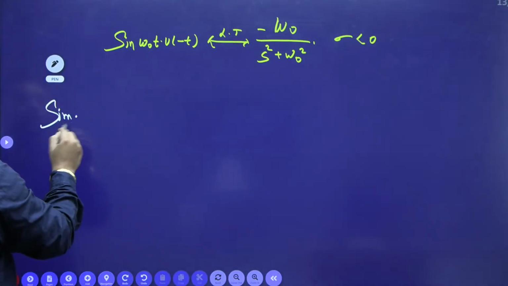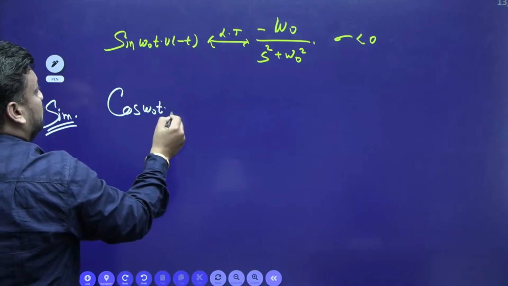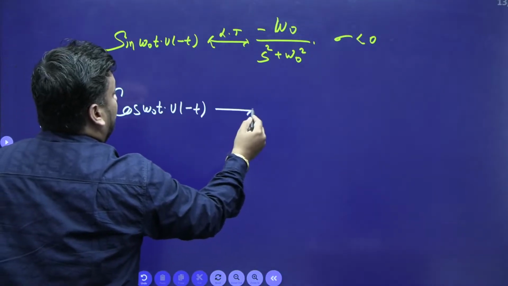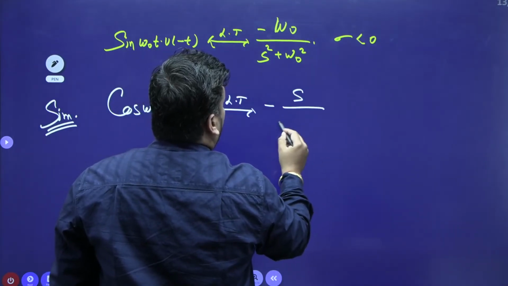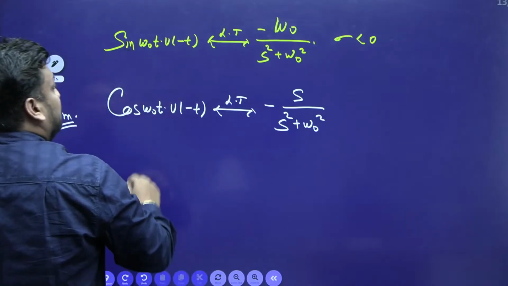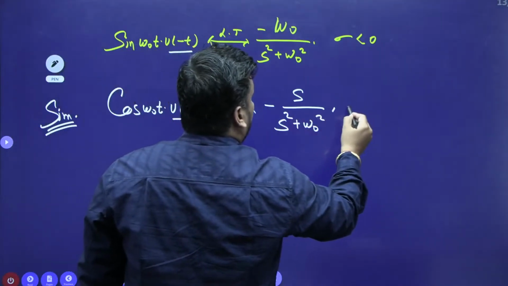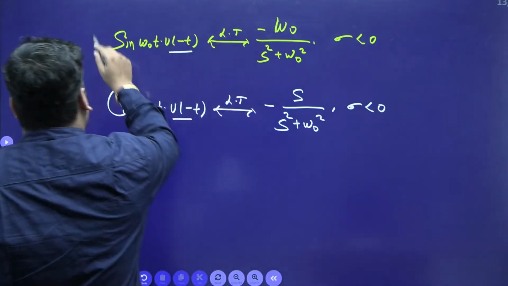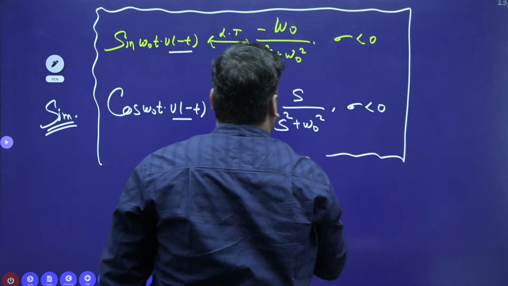Similarly, can I write it for cos also? You can write it for cos also. Cos of omega 0 t into u of minus t, the Laplace transform similarly is nothing but what, guys? Minus s upon s square plus omega 0 square. As far as the formula is concerned, you can remember it easily because of u of minus t there is a minus sign in the Laplace transform, and because of this the ROC sigma is less than 0. This is how you guys can relate.